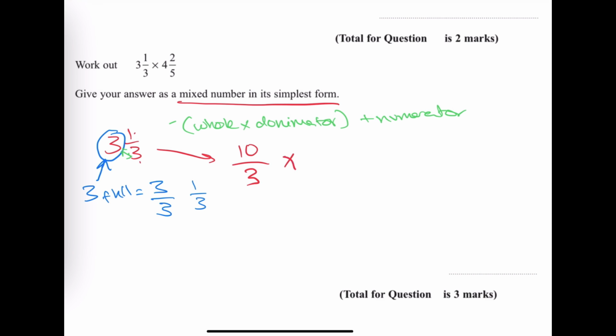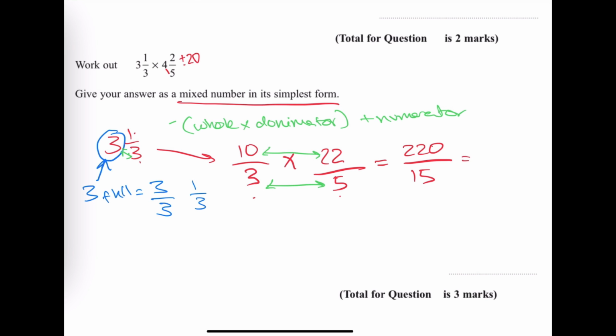Now if we do that to the same one over here, we do 4 times 5, which is 20, and you do plus 2, so it's 22 over 5. Now when you times, all you do is you times the top together, and you times the bottom together. It's as simple as that. So 10 times 22 is 220, and 3 times 5 is 15.